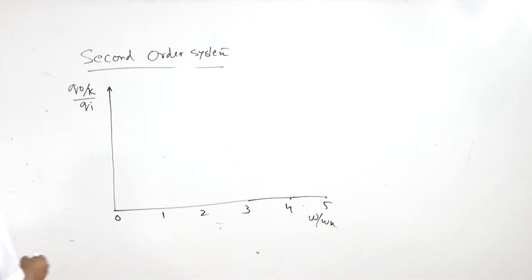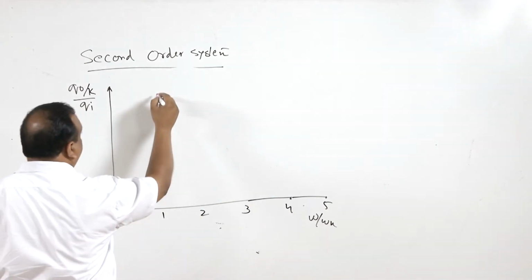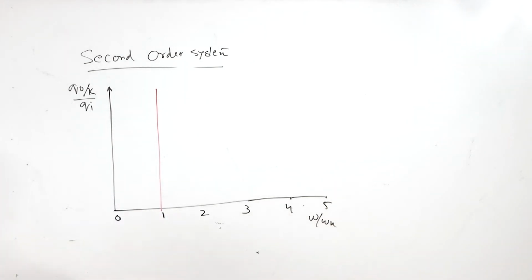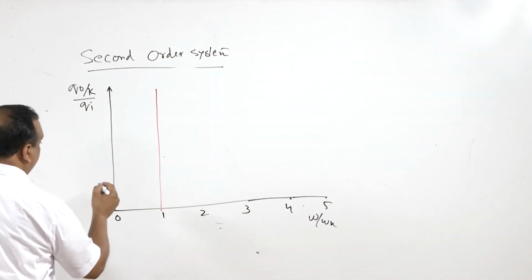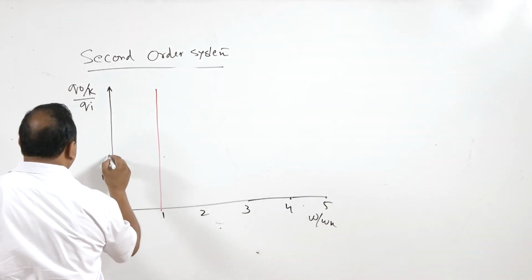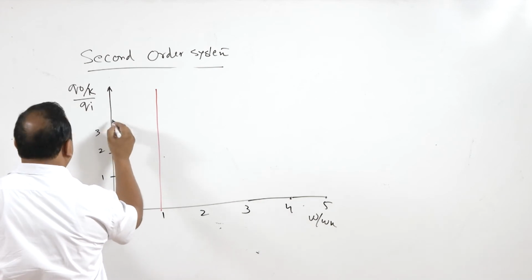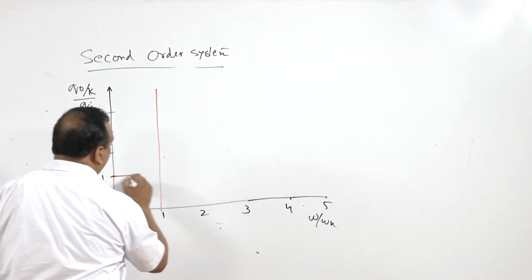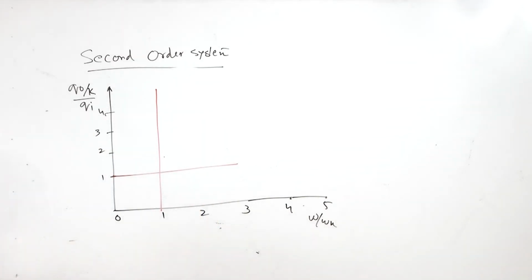Now this is 1, this is important, this is 1, and on the vertical line we can have markings, this is also 1, 2, 3, 4 and so on. But this also is a characteristic point, so here also we will draw one horizontal line.